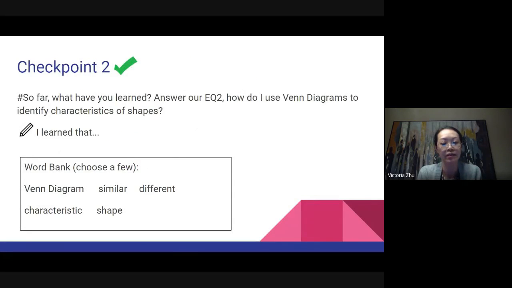So now we're at the end of our second part, our checkpoint 2. So far, what have you learned about the Venn diagrams and how to use them to identify characteristics of shapes? Again, there's a sentence starter for you. I learned that, and you can choose some of the words in the word bank to help summarize your learning about Venn diagrams.